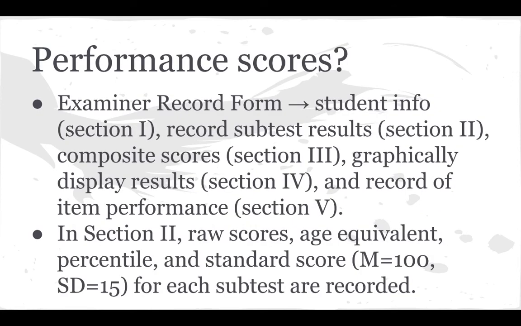Performance scores. The Fluharty 2 yields 5 types of scores: raw scores, age equivalents, percentiles, standard scores for the subtest, and quotients for the composite scores. On the examiner record form, the student info is placed. They record the subtest results, the composite scores, graphically display results, and record item performance. In section 2, raw scores, age equivalent, percentiles, and standard scores for each subtest are recorded.